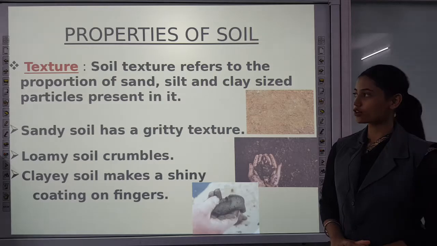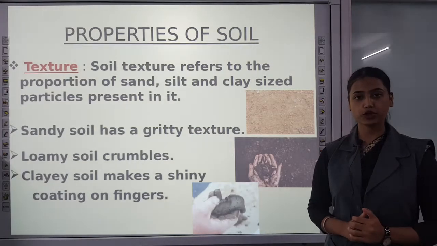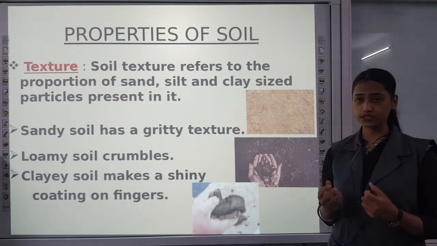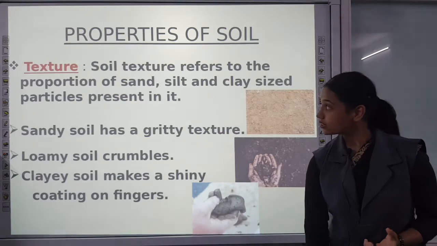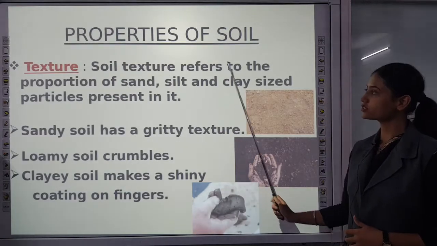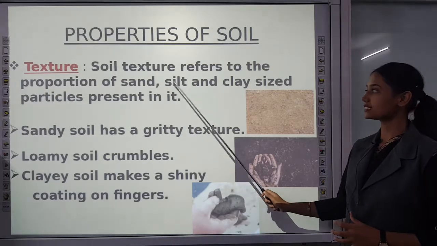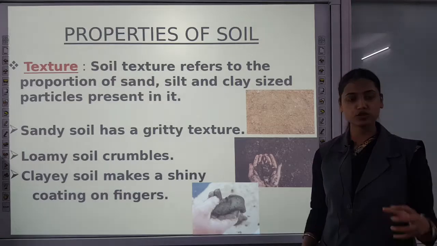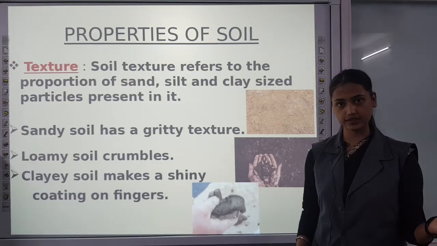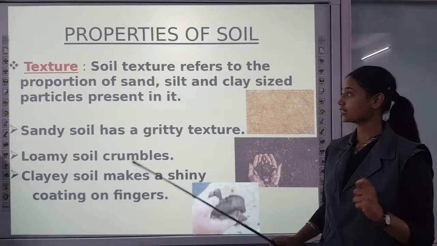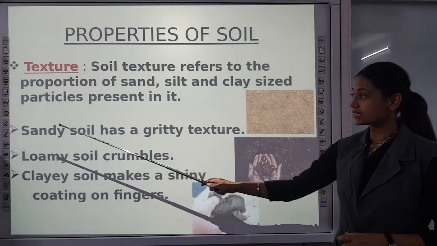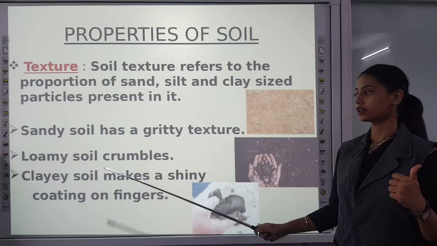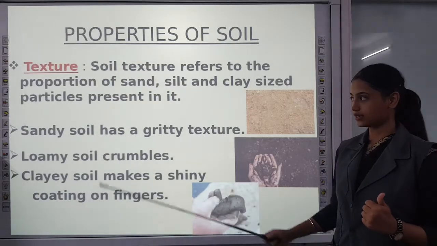Now, properties of soil. The very first property of soil is the texture, how it feels when we touch it or how it appears when we look at it. Soil texture refers to the proportion of sand, silt and clay sized particles present in it. We know that soil is a mixture of different types of particles like gravel, sand, silt, clay. We discussed three types of soil: sandy soil, loamy soil and clayey soil.